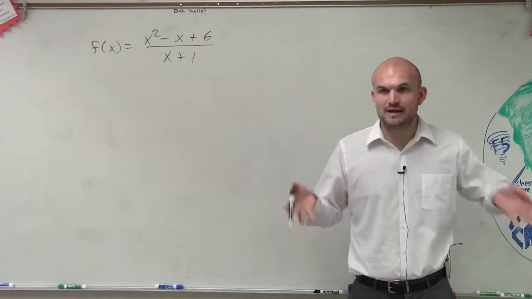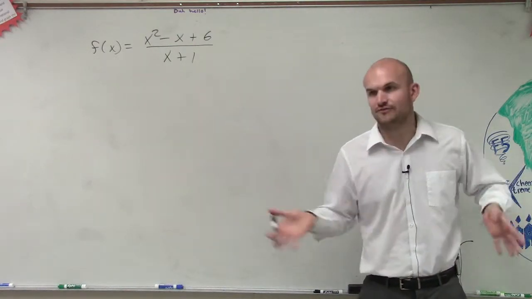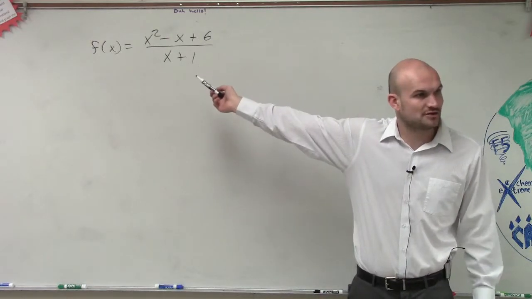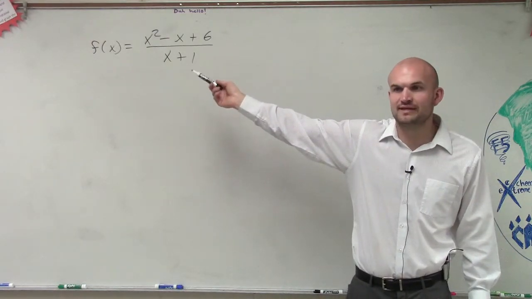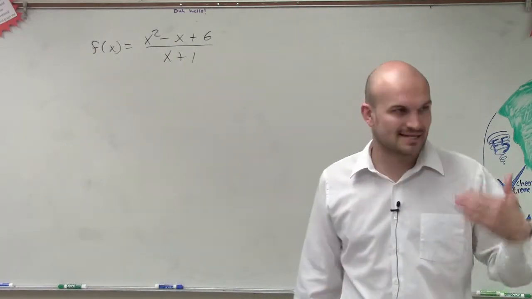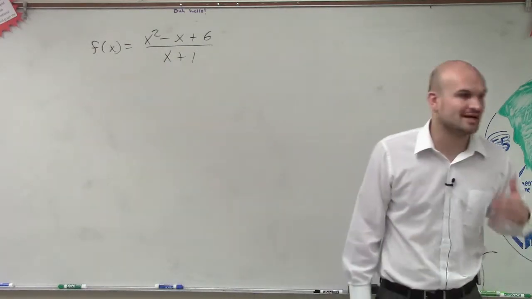Because the transformations, we had 1 over x, and we just did, oh, shift left, shift right, shift up, shift down, reflect. But this doesn't look like the reciprocal function, right? We don't have a 1 up top. We have some different things. So what we're going to do is go through a process, all right? I'm going to show you step by step all the information you guys need to do.